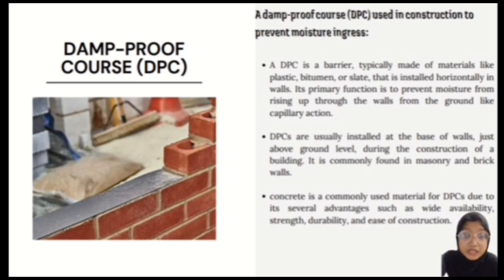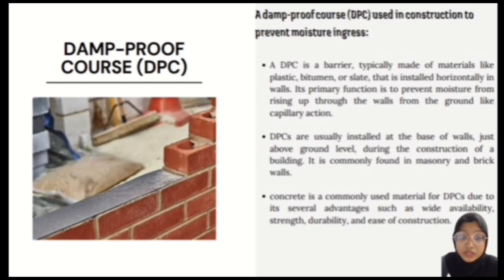There are many types of DPC such as lead, copper, bitumen, mastic asphalt, polythene, slates, bricks, and material for mortar. Furthermore, concrete is a DPC material. Concrete can be a very viable DPC option, particularly for low moisture environments and standard wall thickness. However, its limitations in impermeability and resistance should be considered. Concrete is a commonly used material for DPC due to its several advantages such as reliability, strength, durability, and ease of construction.